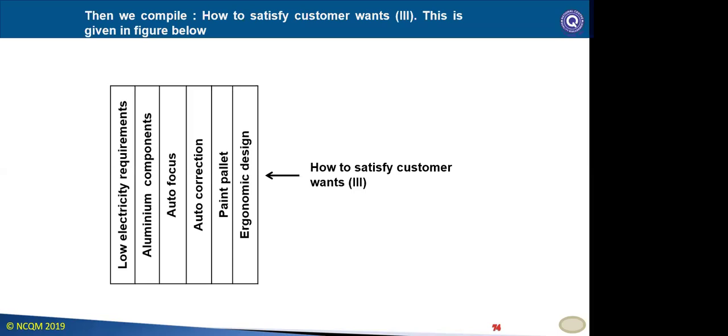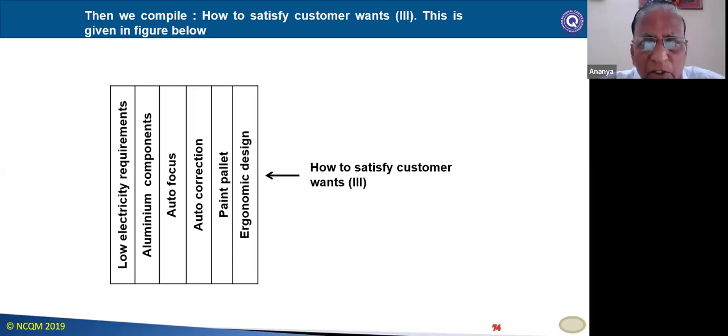So these are various ways, technically. I'm not able to explain how they are related to the requirements, but some expert has devised how we will do this. And then the ergonomic design should be there so that it will be easy to hold, easy to operate. It will not strain your eyes.